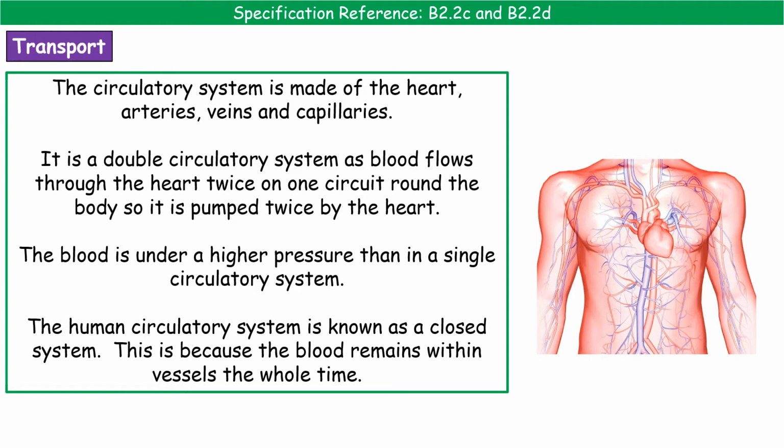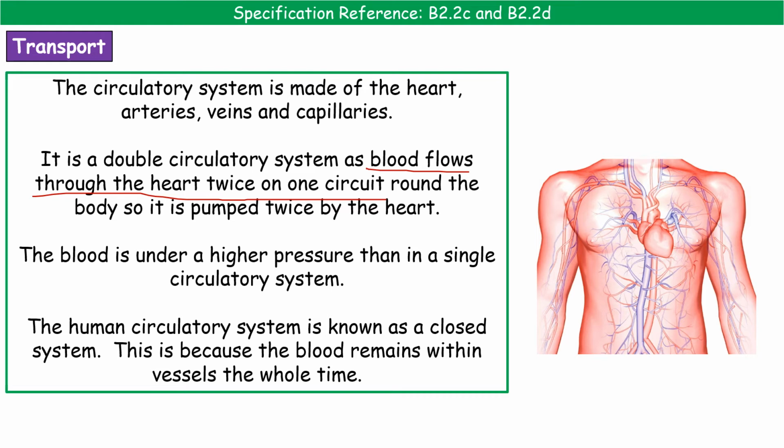The first phrase we need to understand with the circulatory system is double circulatory system. We describe it as a double circulatory system for the simple fact that the blood flows through the heart twice on one circuit around the body. So the key phrasing here, if they ask you to describe what is meant by double circulatory system, then it needs to be blood flows through the heart twice on one circuit. You've got to have the twice and the one circuit around the body, otherwise you've not got a full explanation there. That does mean that it's going to be pumped twice by the heart.